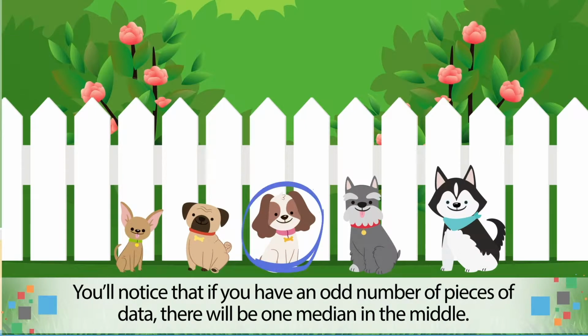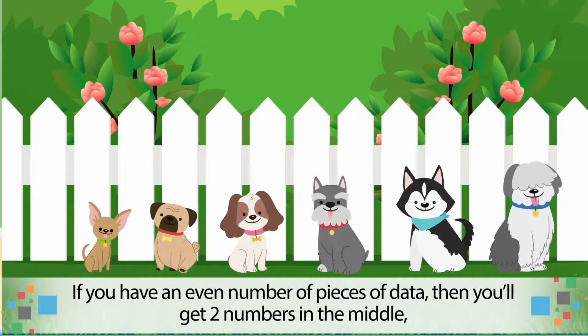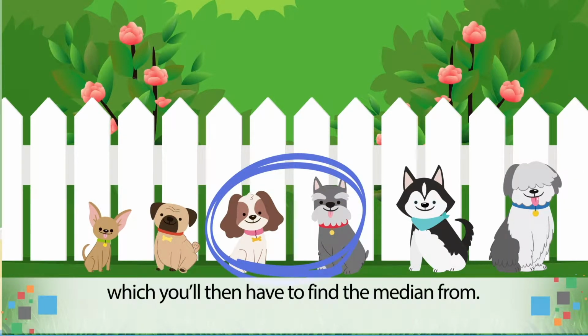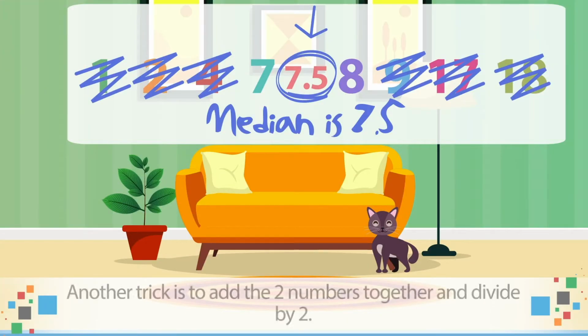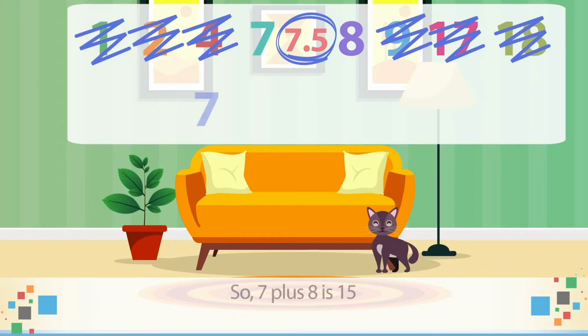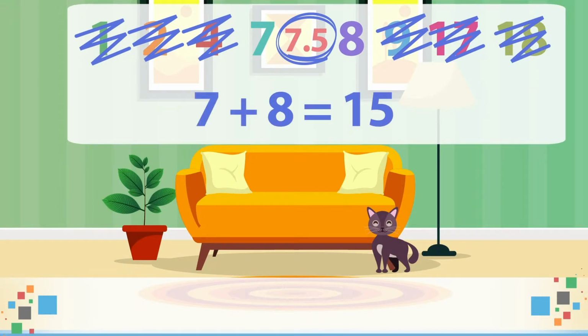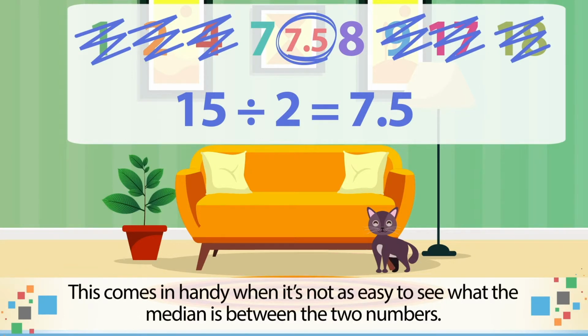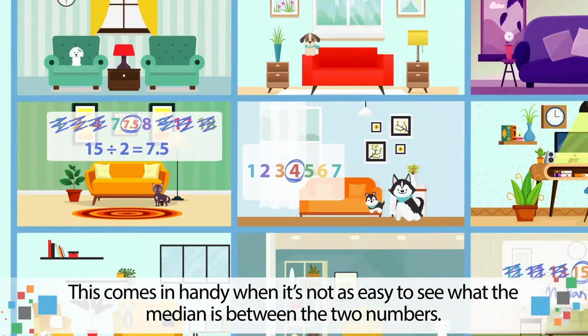You'll notice that if you have an odd number of pieces of data, there will be one median in the middle. If you have an even number of pieces of data, then you'll get two numbers in the middle, which you'll then have to find the median from. Another trick is to add the two numbers together and divide by 2. So 7 plus 8 is 15, and 15 divided by 2 is 7.5. This comes in handy when it's not as easy to see what the median is between the two numbers.